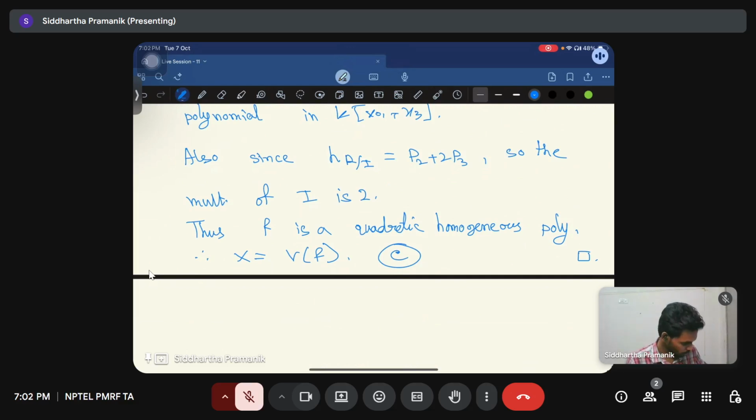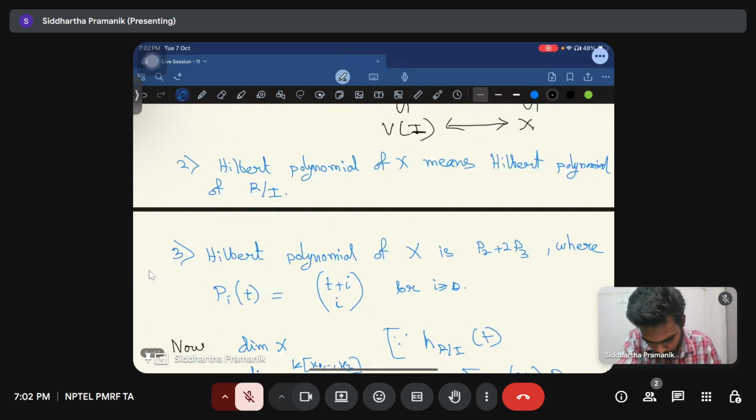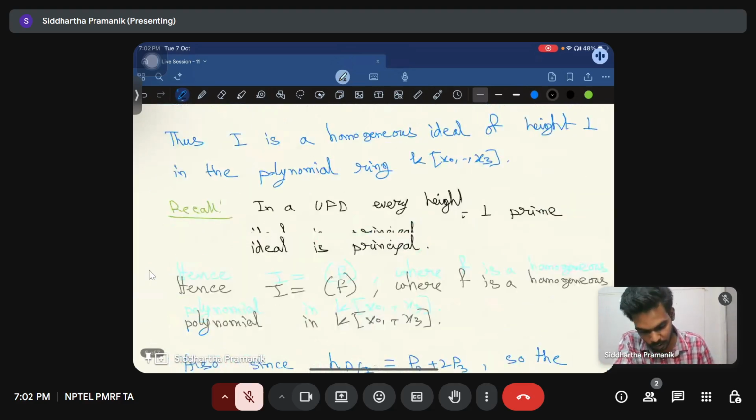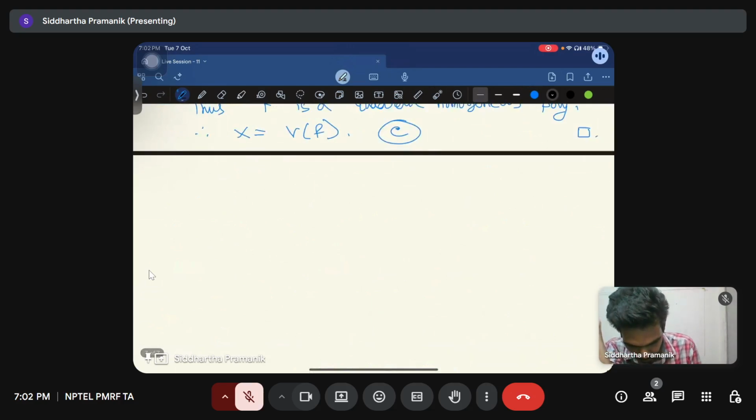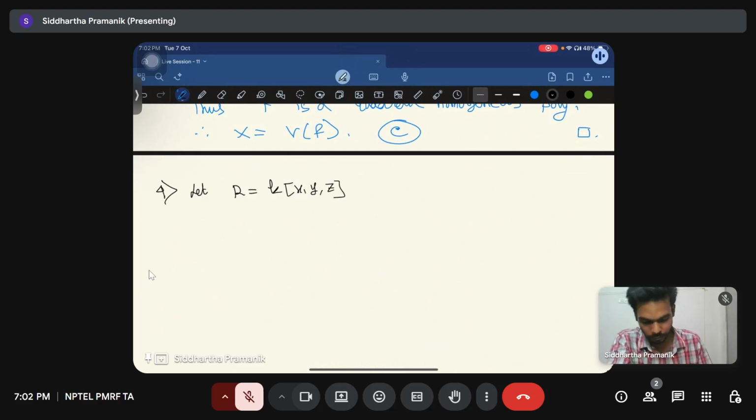Okay. So, let's solve the next one. This was problem number 3. So, next is problem number 4. Again, let R be the polynomial ring in 3 variables, let's say x, y, z, and let's take the monomial order G-lex.